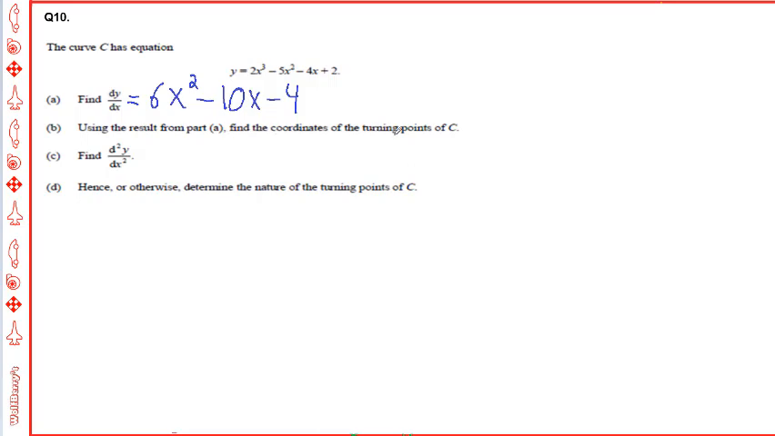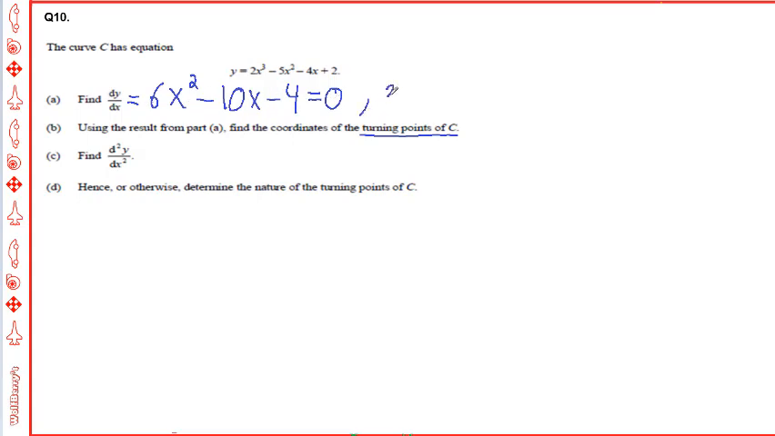Use the result to find the turning points. Another name for turning points is stationary points. All we do is make this equal to 0, because at the turning points, or at the stationary points, dy over dx is equal to 0. Now go ahead and factorize, but before that let's divide everything by 2 to make it easier.